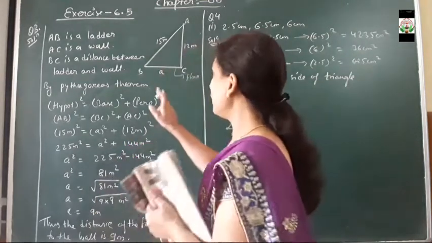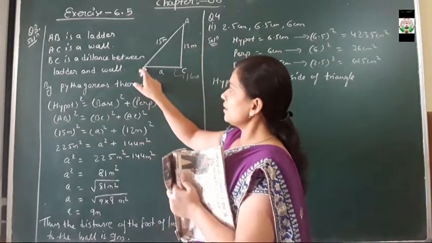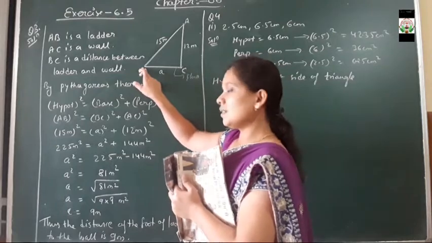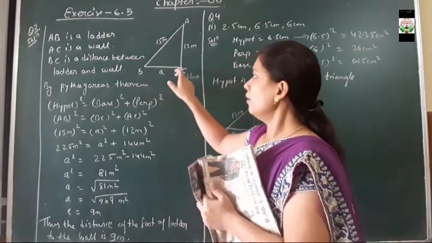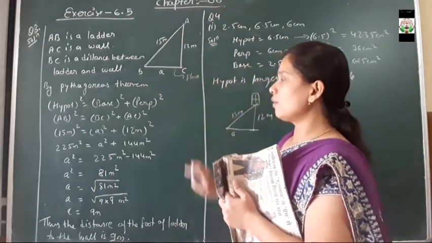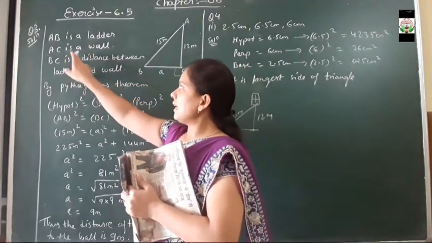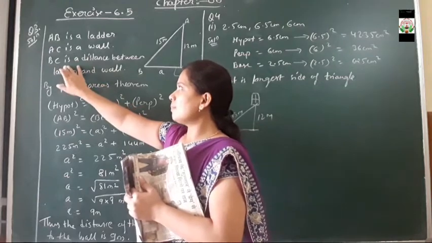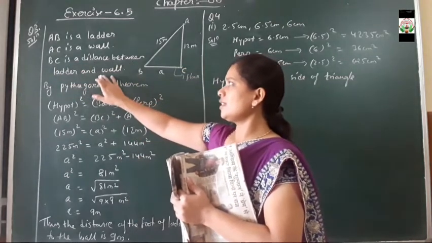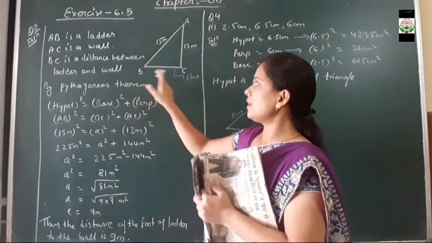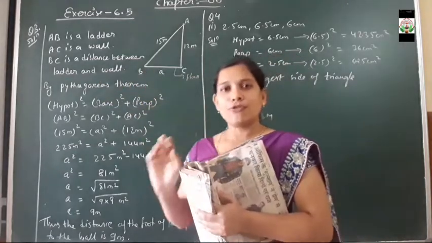That means this one is the ladder, isn't it? So we have to find the distance between the foot of the ladder and the wall. In order to find it, let us consider that AB is the ladder, AC is the wall, and BC is the distance between the wall and the ladder, whose value we have to find out. That means from B to C is the distance we have to find.